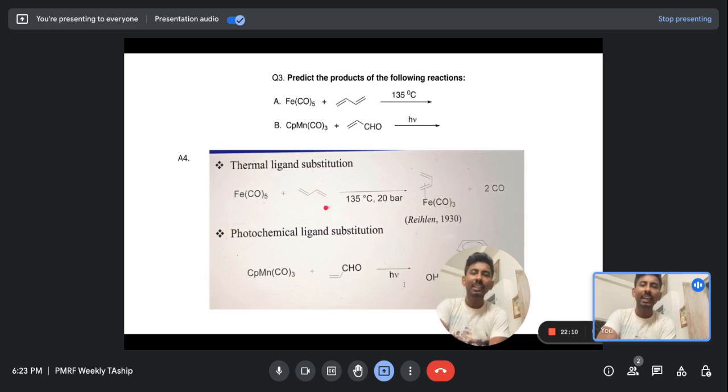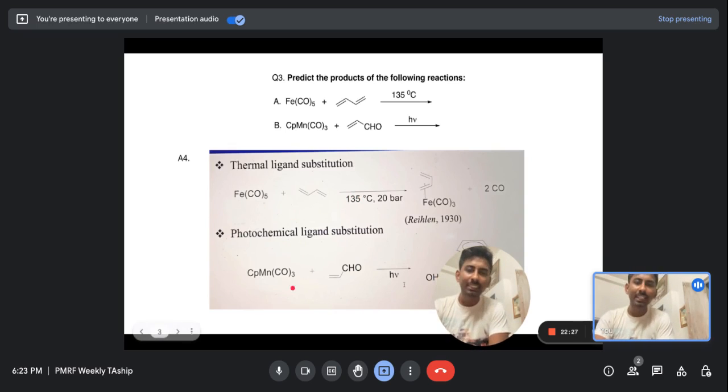So what happens in the second case? The second case is an example of photochemical ligand substitution. In the first case, you have seen thermal ligand substitution, where these two CO molecules are displaced by the action of thermal conditions.